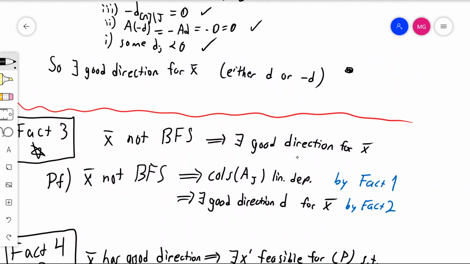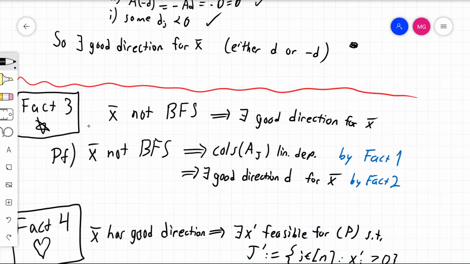Okay, and so now fact 3 is just kind of a synopsis. It's combining things, but it's the important fact that we need, so I decorated it with this star here. If x bar is not a basic feasible solution, then we have a good direction for x bar. The proof is just combining these two facts we've already established. If x bar is not a basic feasible solution, then fact 1 tells us that those columns must be linearly dependent, because this is the contrapositive of fact 1, which is equivalent to fact 1. If they were linearly independent, then we could extend to a basis for which x bar is a basic feasible solution. But we're saying it's not, so they can't be linearly independent. They must be linearly dependent.